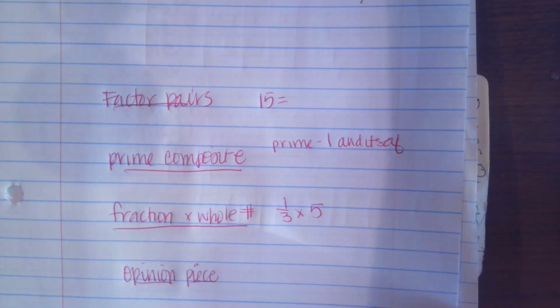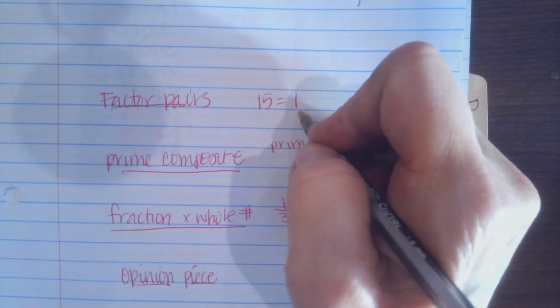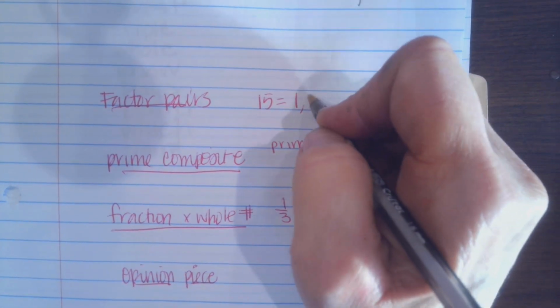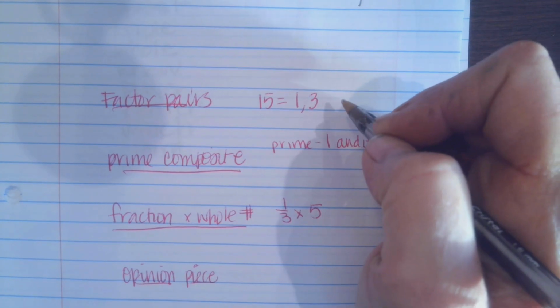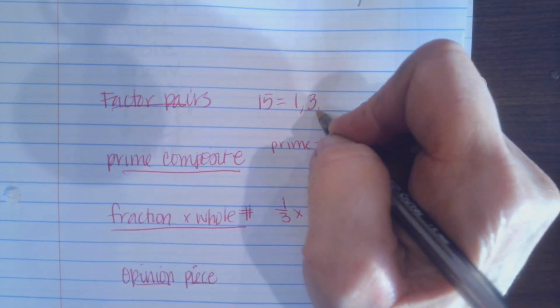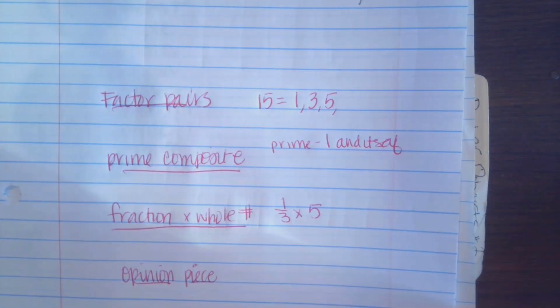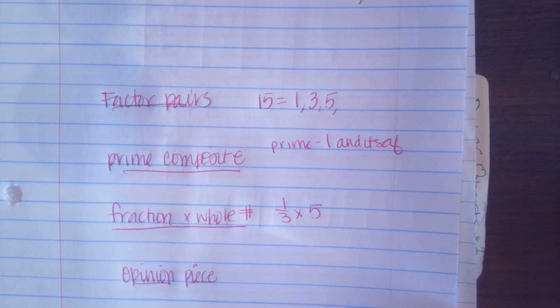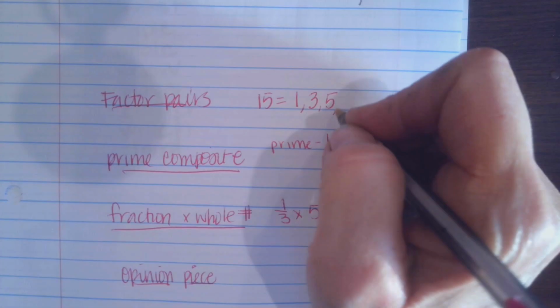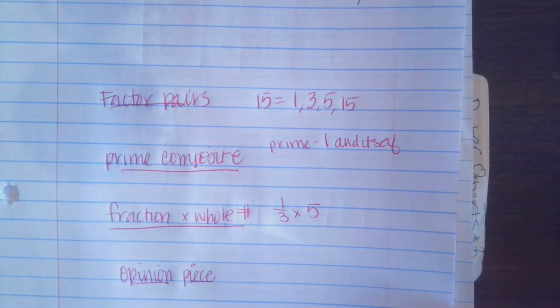This is what it requires. It requires you to go, does 1 go into it? Yes. Does 2 go into it? No. Does 3 go into it? Yes. Does 4 go into it? No. Does 5 go into it? Yes. Does 6 go into it? No. Does 7 go into it? No. Does 8 go into it? Once you get to the halfway point, half of 15 is 7.5. So I'm at 8. I can stop and I can do 15.